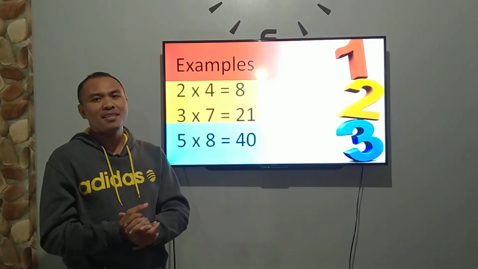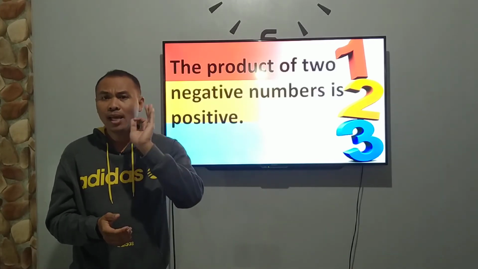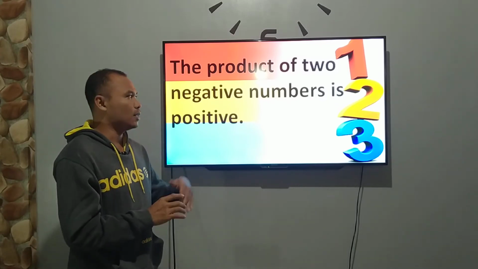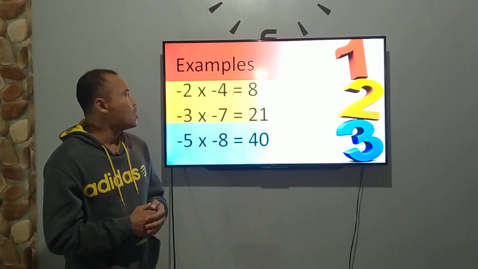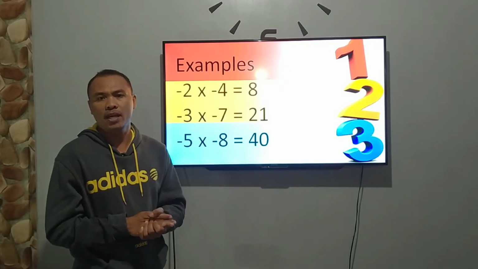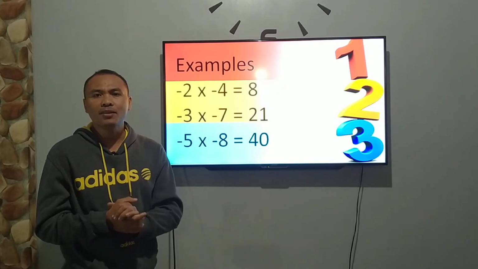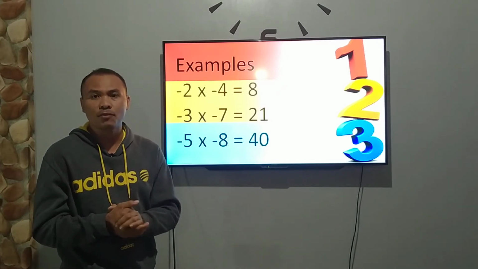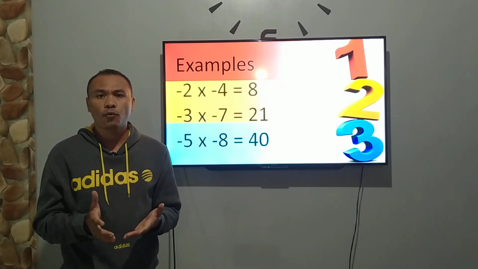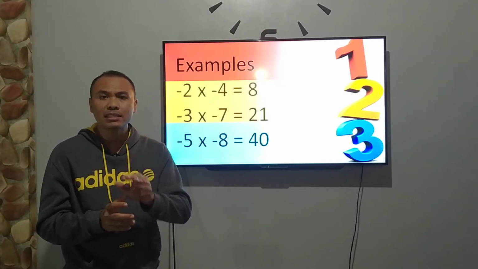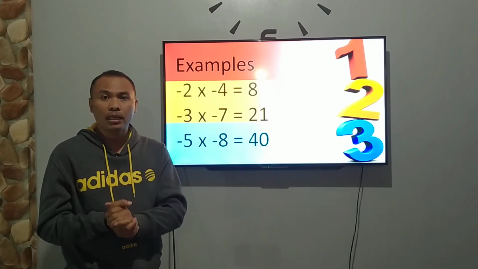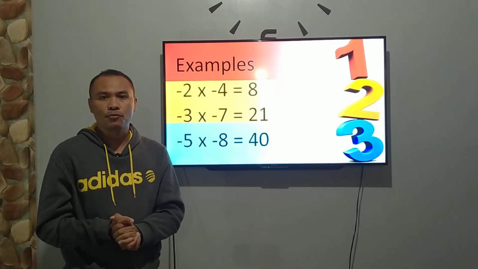Okay, and let's proceed with the next rule, it's the product of two negative numbers is positive. Let's take a look at these examples. We have negative 2 times negative 4 is equal to positive 8. Negative 3 times negative 7 is positive 21. And negative 5 times negative 8 is equal to 40. Tandaan, pag parehas ang sign, pag nag-multiply, ay ang sagot natin is positive.